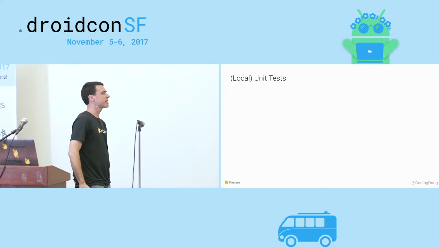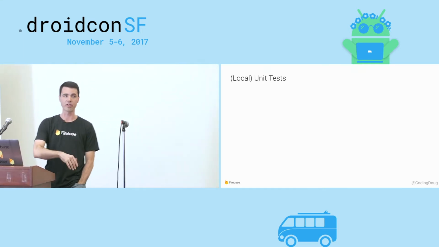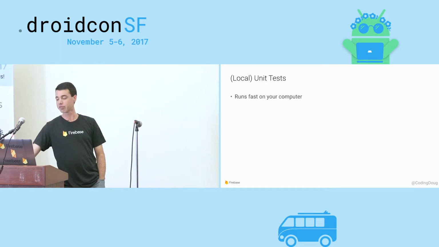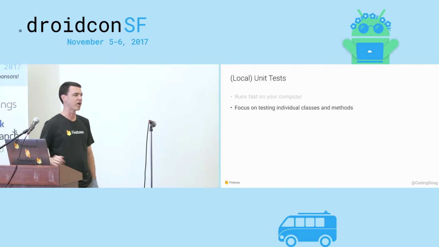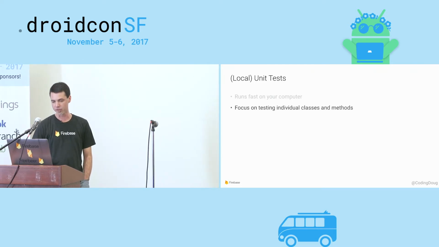Now, like I said, I'm a longtime Java developer, so I do also regular unit testing. And you typically run these locally, so you run them on your machine, not on an Android device. They run faster on your computer. You should get fairly instant results. They focus on algorithms, methods, objects. Do they function the way that you want them to?